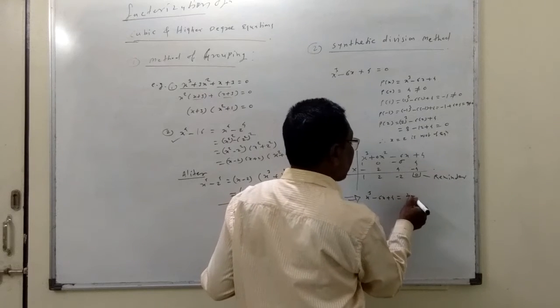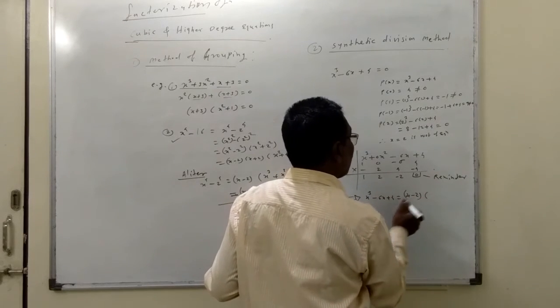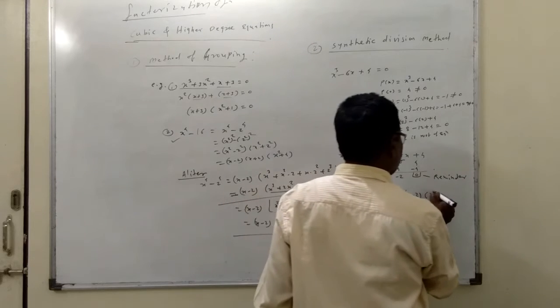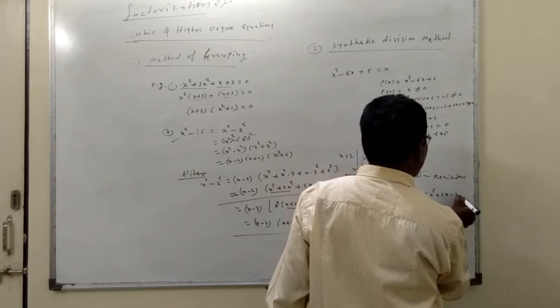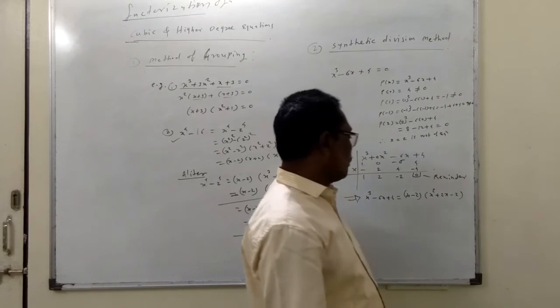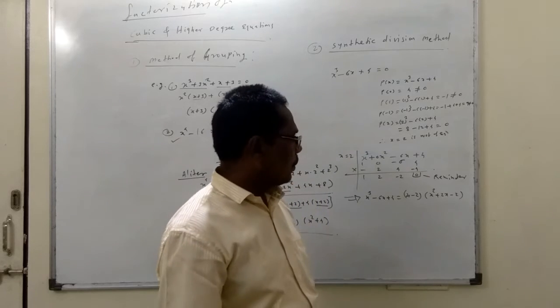Now this implies x cubed minus 6x plus 4 is equal to: x equal to 2 means the factor is x minus 2, and the other factor, from these constants, you multiply with x and x square, so x square plus 2x minus 2. Now this is the quadratic. So by the quadratic equation method, you think about the factors.